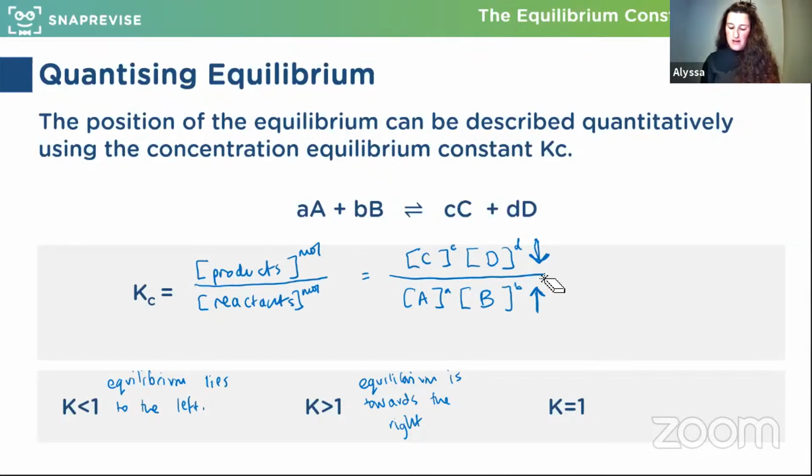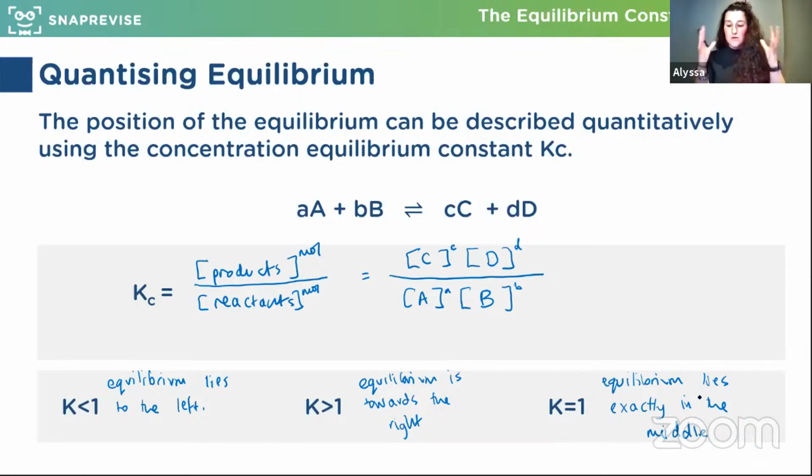What if the numbers or concentrations of top and bottom are equal? Then equilibrium is in the middle. Good. It lies exactly in the middle. So it's exactly halfway between products and reactants, because if the values of the top and the bottom of the equation are the same, then the equilibrium must lie halfway. It doesn't shift at all. Yeah, exactly right. Good. Fantastic.